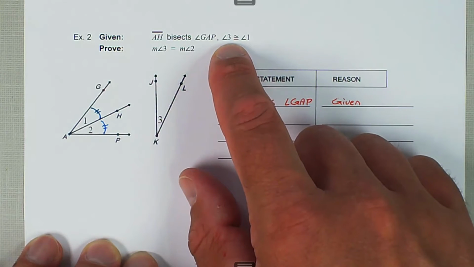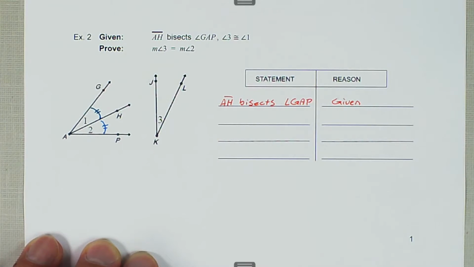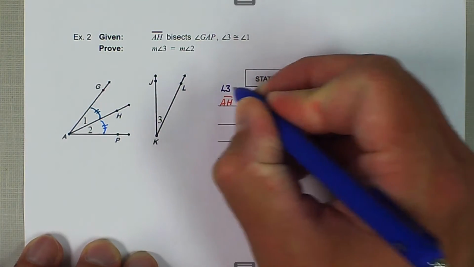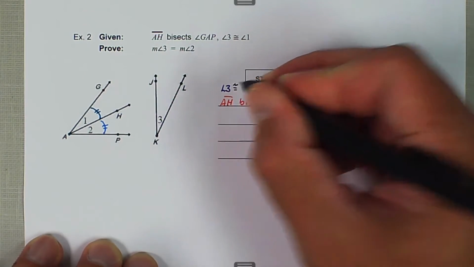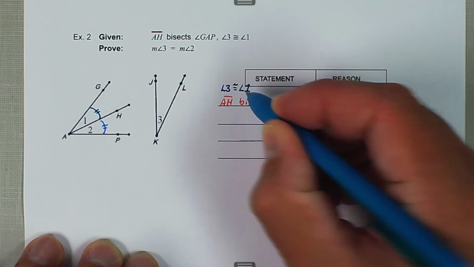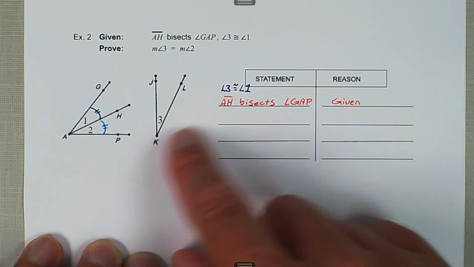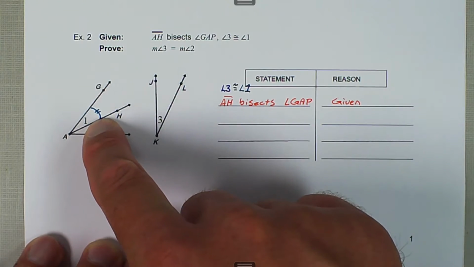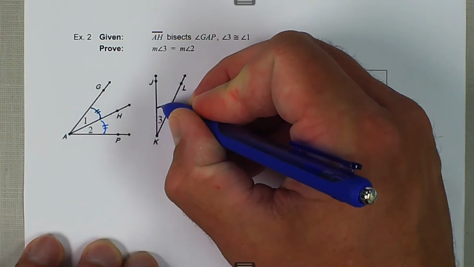Another piece of information that we're given is angle 3 is congruent to angle 1. So I'm going to write that down. It's going to say angle 3 is congruent to angle 1, and that was also given. I already marked angle 1 with 2 congruent marks, so I want to mark angle 3 with 2 congruent marks as well.